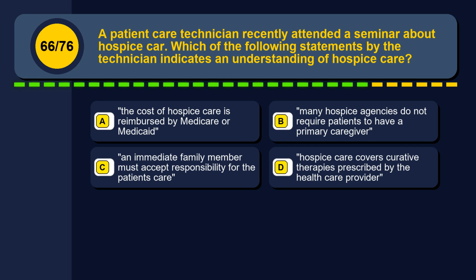Which of the following statements by the technician indicates an understanding of hospice care? Option A, the cost of hospice care is reimbursed by Medicare or Medicaid. Option B, many hospice agencies do not require patients to have a primary caregiver. Option C, an immediate family member must accept responsibility for the patient's care. Option D, hospice care covers curative therapies prescribed by the healthcare provider.